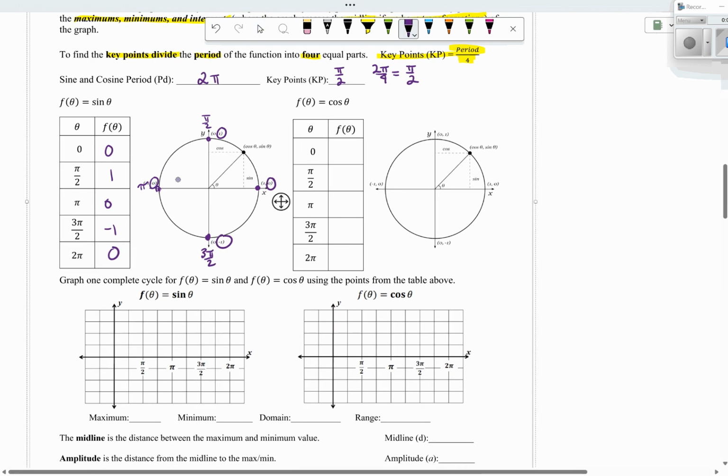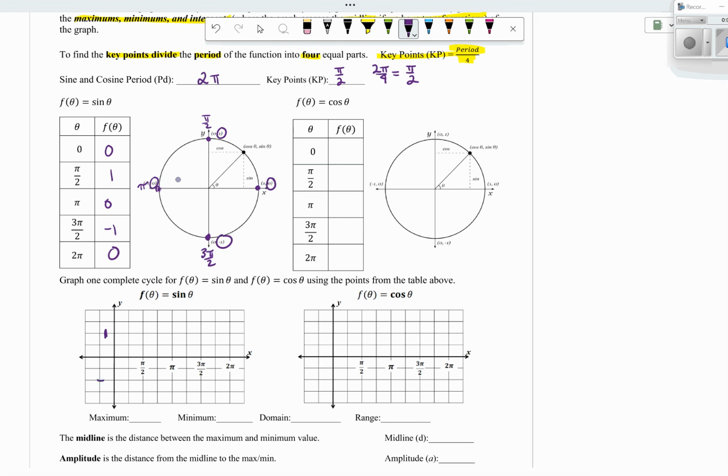You always want to label your x and y axes. I'm going to label this as 1 here and -1 here, just so we have more room to graph. On my graph, I start at 0, 0. Then pi over 2, the sine of that is 1. The sine of pi is 0, 3 pi over 2 is -1, and the sine of 2 pi is 0. So this is what one wavelength of our sine graph looks like.